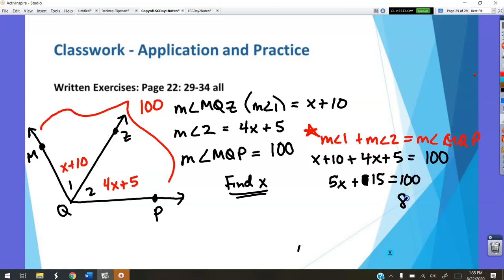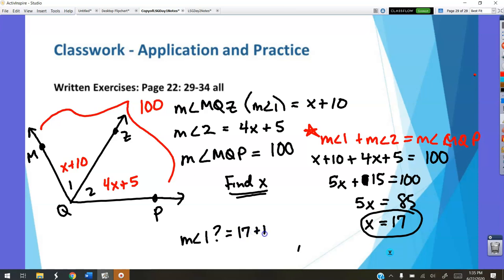Let's subtract 15, and I would divide by 5. And so for this one, I end up with, let's see, what do we get here? 17. And then remember, if I wanted to get the actual measure of angle 1, I could just plug 17 back in. So instead of x plus 10, I'd have 17 plus 10, so 27.